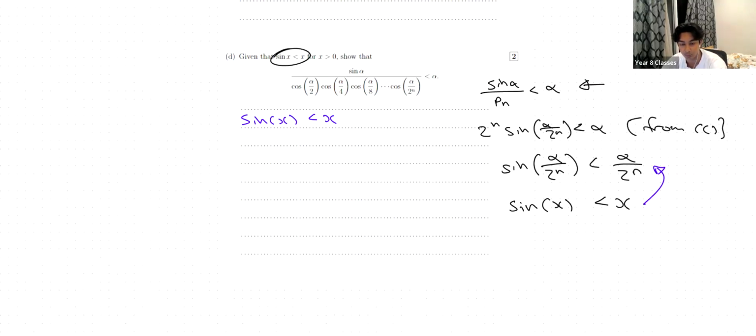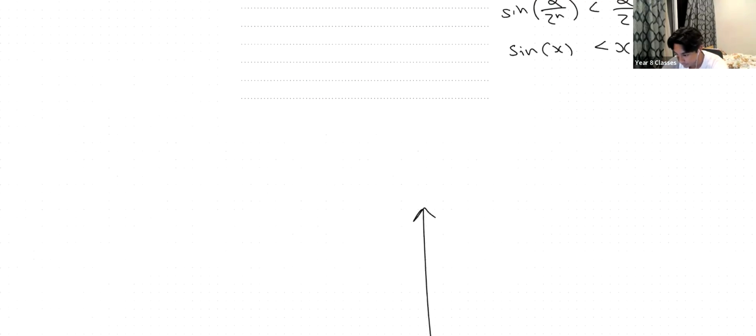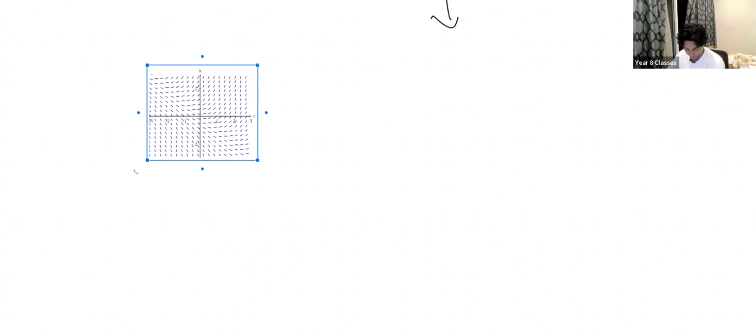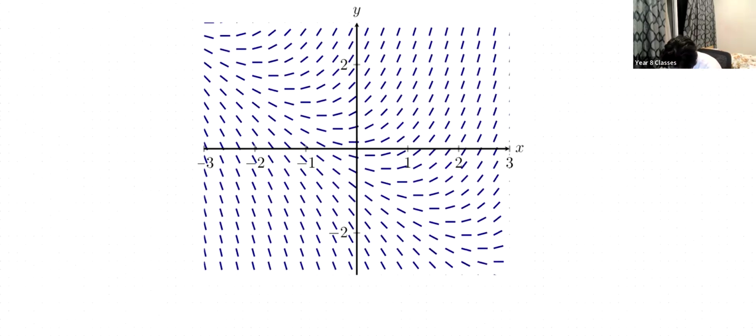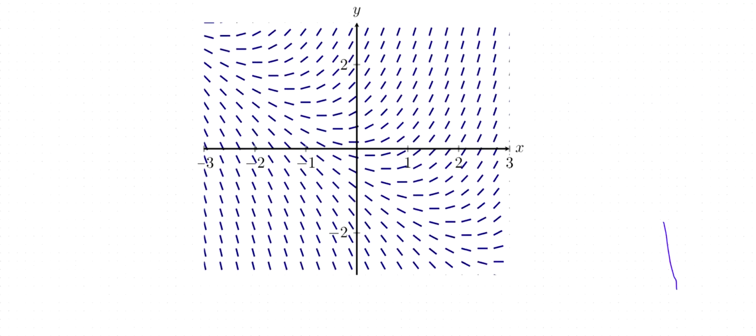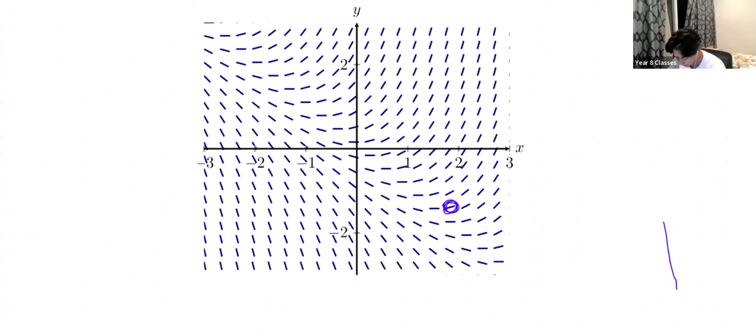But a slope field is just a bunch of dashes, and they essentially indicate your slope at that point. Hence why it's called a slope field. So, let's do it down here. If I'm looking at this dash right here, what it's saying is that at that point, my gradient will directly align with this.